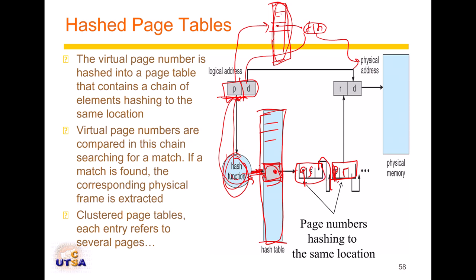And then if it is there, then we are going to take the frame number from that entry, combine with the D bits, and we can access the page table. Okay, so I'll leave some of the details on the hashing and things like this for you guys to read from the book, but that's the idea.